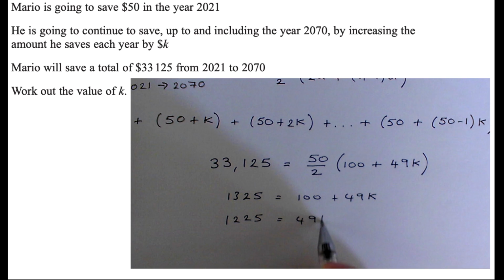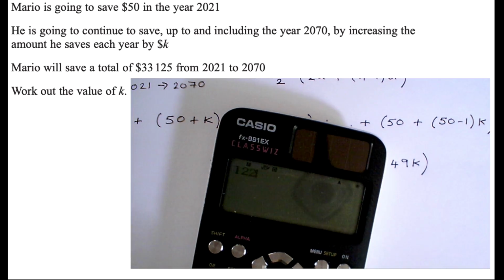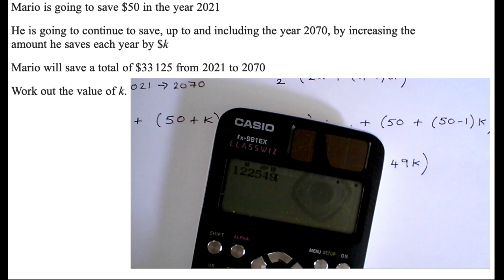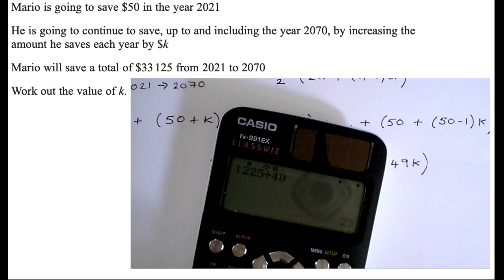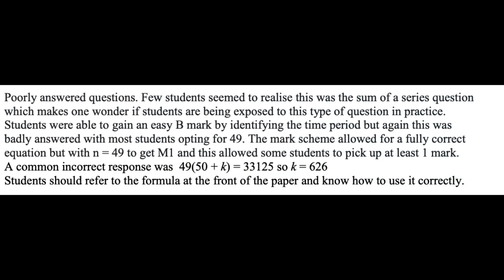And that's looking pretty promising. If I divide both sides by 49, I'm going to find that K equals, well, I'm going to check on my calculator, but you can see it's probably 25. And there it is. Lovely. Okay, so K is equal to $25. So each year he increases the amount he saves by $25.